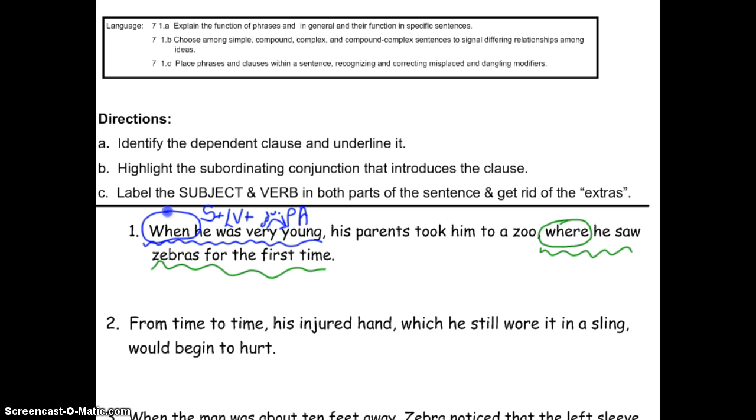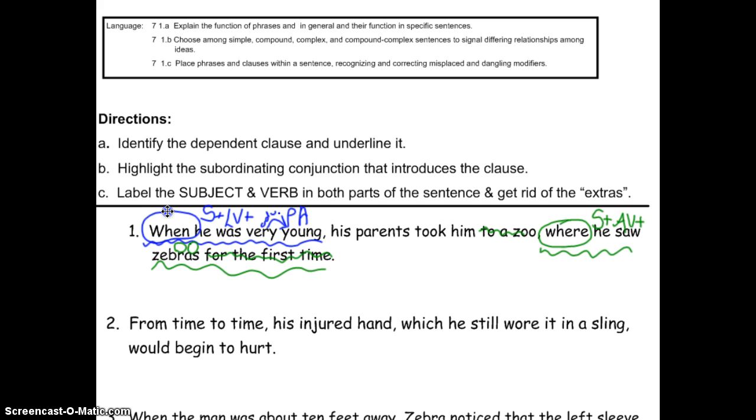And so now we want to see, is there anything we can get rid of? Katie, do you see any prepositional phrases or anything? You're right, but let's focus on our dependent clause. In our dependent clause, for the first time. And so we're left with he saw zebras. Jillian, what's the subject? The verb? Action or linking. Saw what? So what job is zebras doing? The DO. Very good.